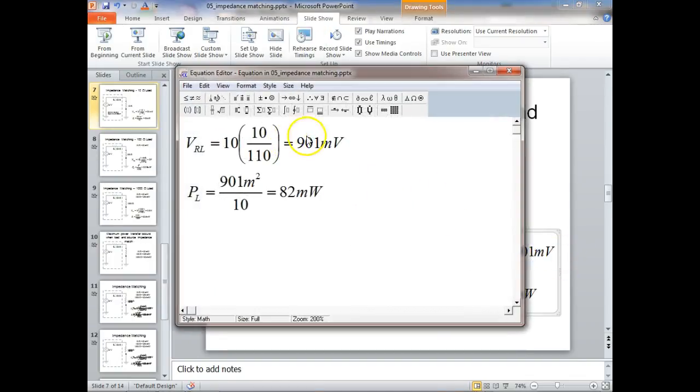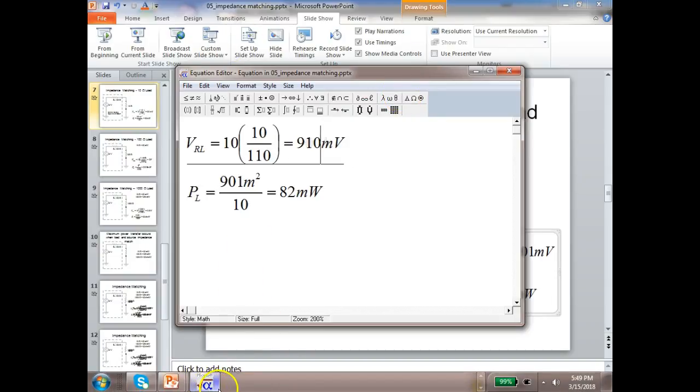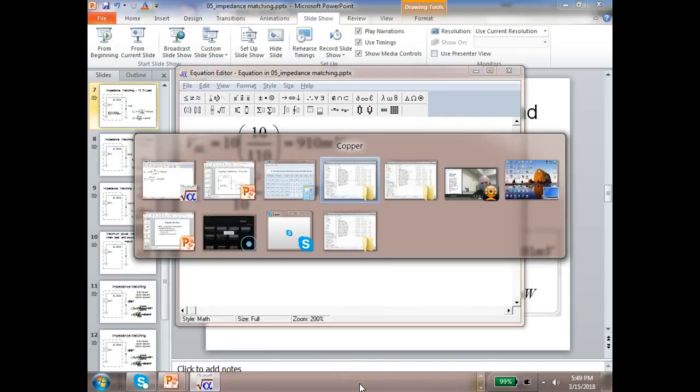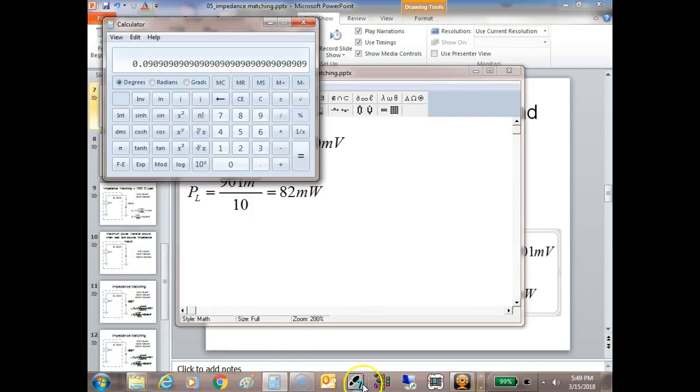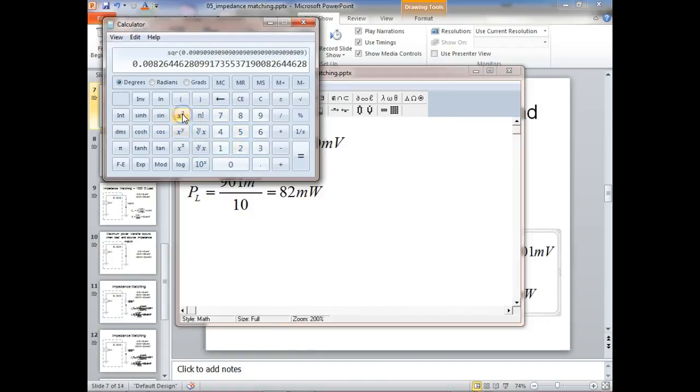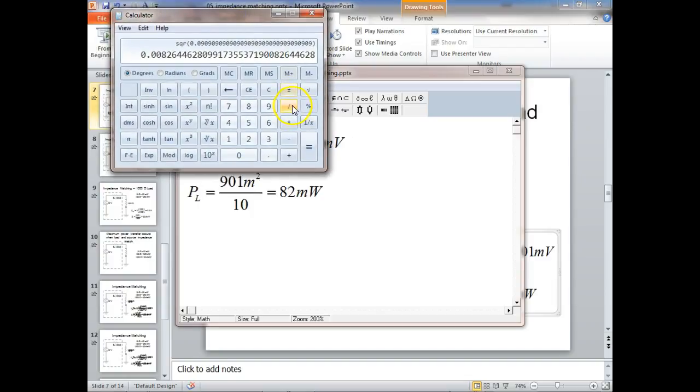Yeah, so this would be 910 millivolts, right? Is that right? I'm going to tell them how many times I've taught this chart. And then I'm going to square that, right? And then I'm going to divide that by 10, which comes up and gives us 83 milliwatts. That's 83 milliwatts, right?